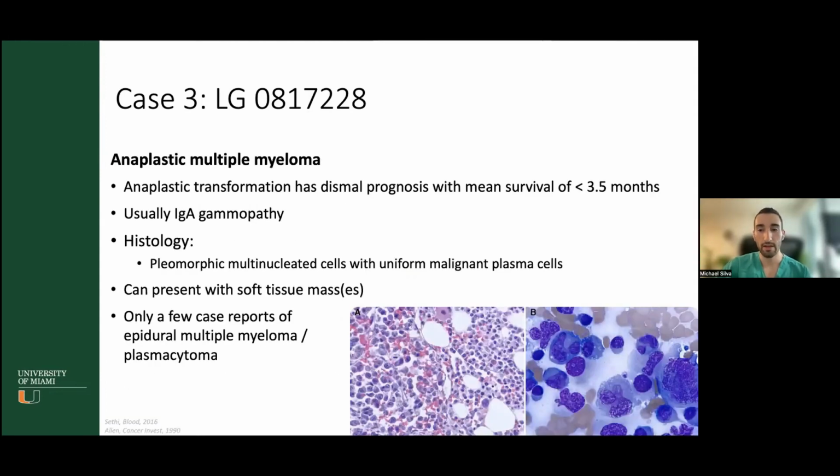So in this case, there were anaplastic features in the report. Anaplastic transformation has a very poor prognosis for these patients, even though myeloma has a reasonable prognosis without anaplastic features. Typically, the anaplastic myeloma is an IgA gammopathy, and on histology, you get more pleomorphic, multinucleated cells, and as we saw, the prominent nucleoli that Dr. Saad was mentioning, and these can present with more soft tissue masses as well. There are a couple of case reports of epidural multiple myeloma, and this seemed to have arisen by invading locally from the bone there.